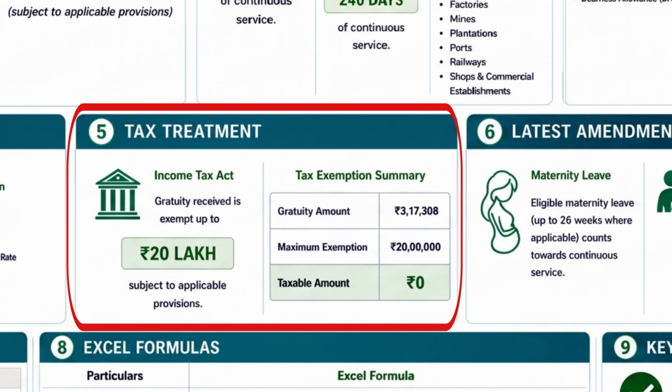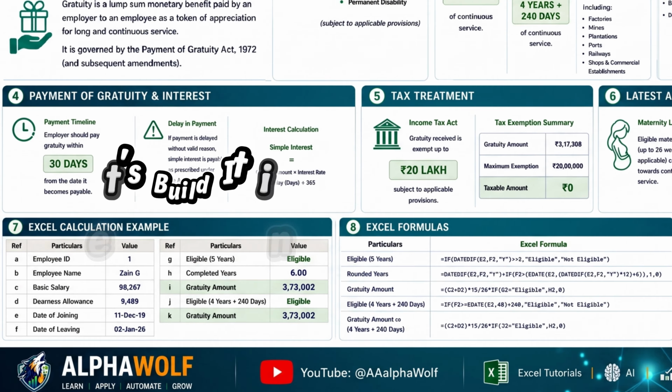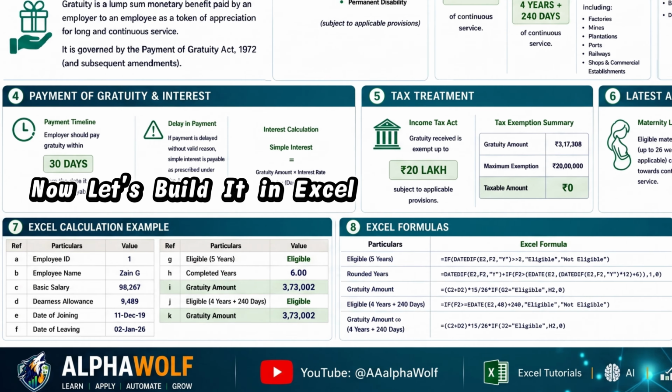Tax treatment of gratuity. Under the Income Tax Act, gratuity received is exempt up to 20 lakh rupees. Any amount above the applicable exemption limit may have tax implications. Now let's calculate gratuity automatically using Excel.